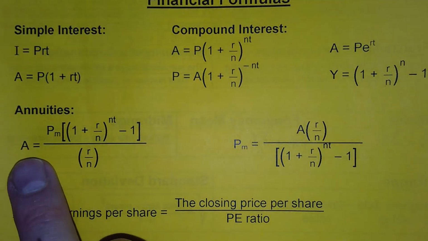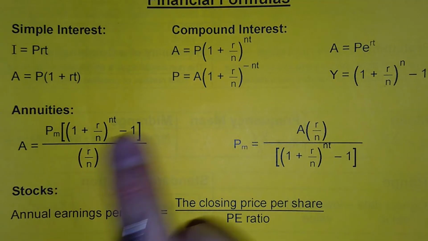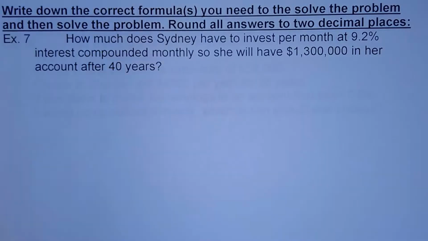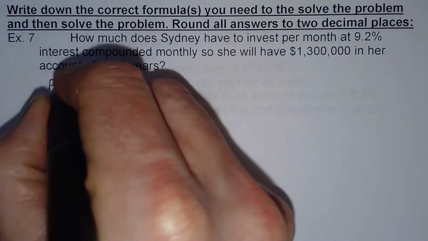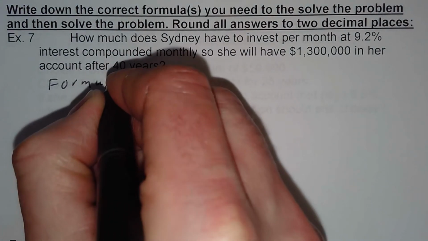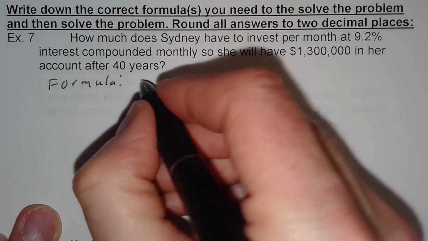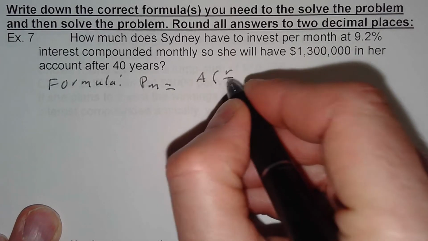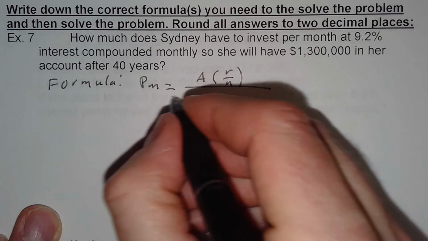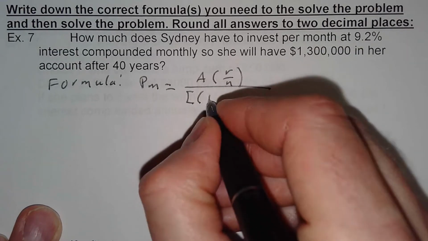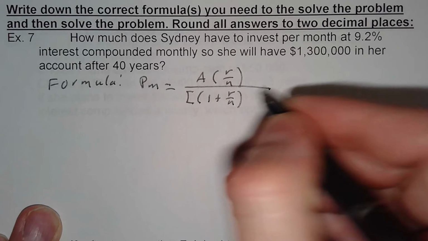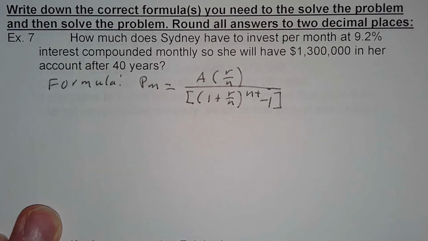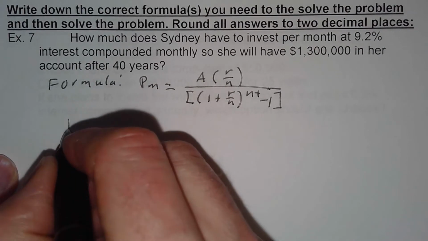So that tells us that we're working with an annuity. Now we already know what the amount of the annuity is, so we're not using this first formula. We're going to be using this second one. So let's write down that formula. Alright, so now let's go ahead and do the calculations.